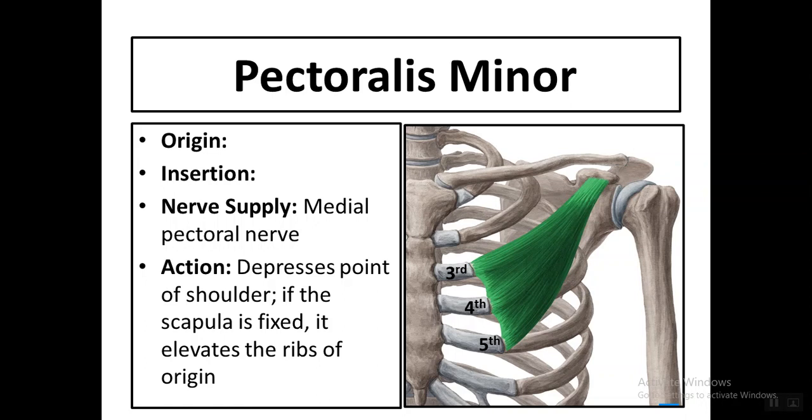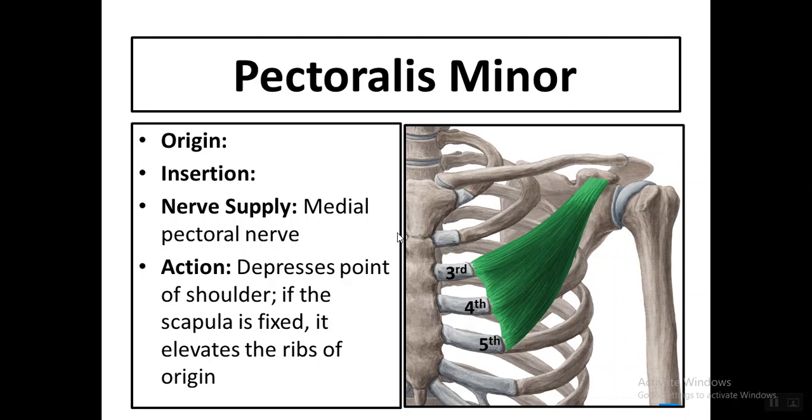If we remove the pectoralis major, we'll find another small muscle that is called pectoralis minor. It originates from the 3rd, 4th, and 5th ribs. It is inserted into the coracoid process of the scapula. The nerve supply is from the medial pectoral nerve.